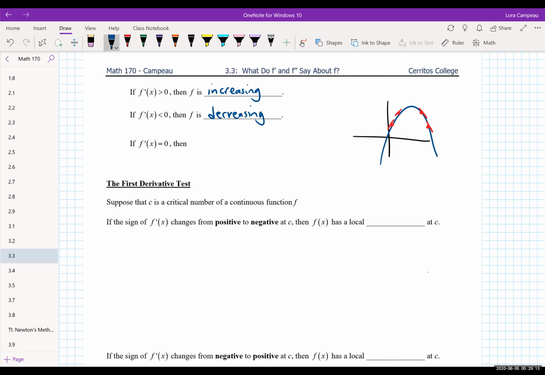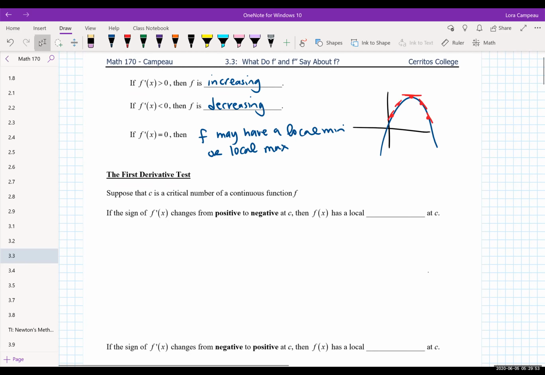And then remember, if we were speaking about the derivative being 0, well, we know from the last section that your function may have a local min or a local max. But it's unclear just by looking at the derivative which it would be. We would have to investigate. So this is where the first derivative test comes into mind. It really does help us see without having to actually graph.